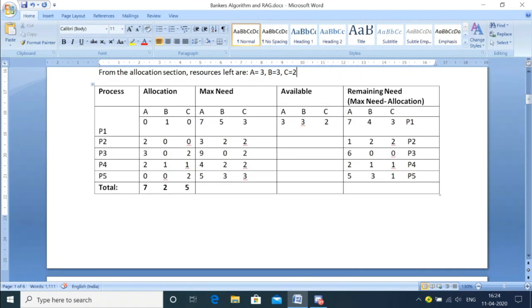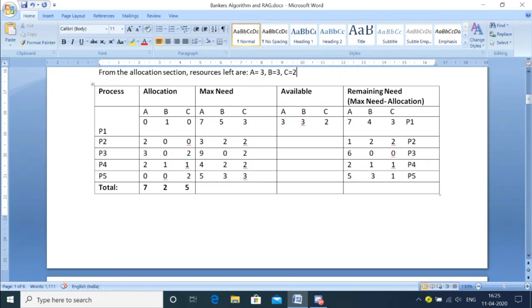But how many instances of B are available? Three. So this is also correct, because in stock we have more than the demand. Okay. Then C also, how many instances of C do we have? Two, isn't it? But in stock, how much is there? Two, so we can fulfill. We can give, correct?